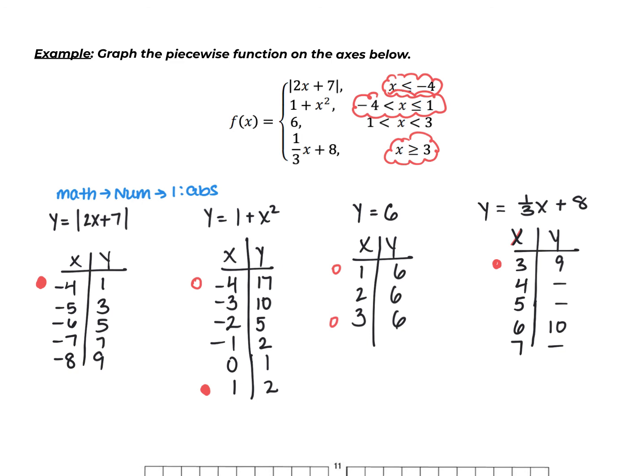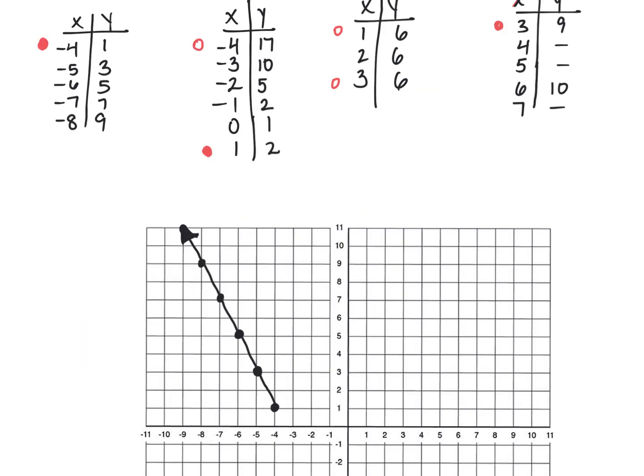All right, so here's your answer for the first one. So a couple things to notice. I drew an arrow at the end because it was all values less than -4, and I put a closed circle here at -4, 1. All right, here's your answer for the second part.